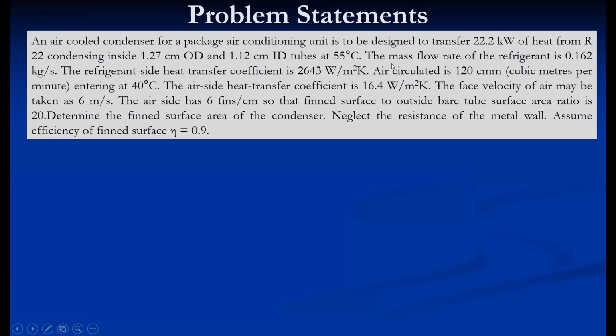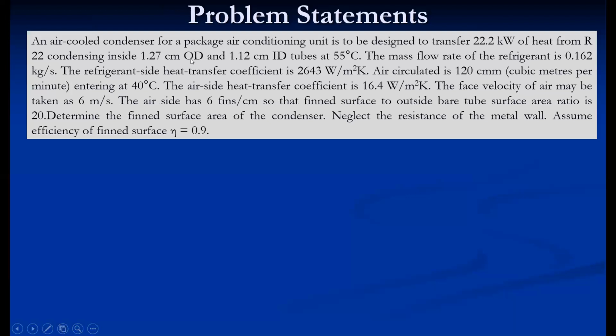The mass flow rate of refrigerant is given, 0.162 kg per second. The refrigerant side heat transfer coefficient is given. The air is circulated over the coil. So these are the air cooling coils, or air cooled condensers. So the cooling medium used is air. Air circulation rate is given, 120 cmm, entering at 40 degrees Celsius, so air entering temperature is given. Air side heat transfer coefficient is given, that is 16.4.